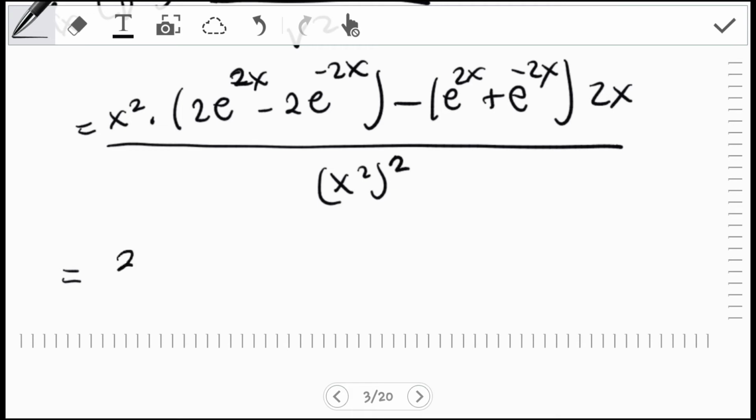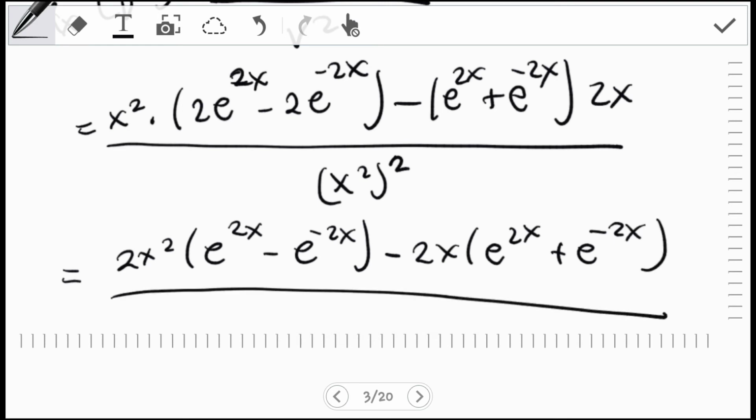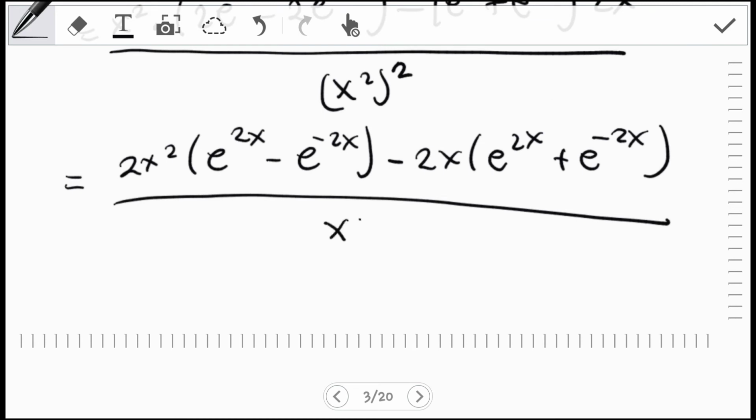So that is 2x squared times the quantity e to the power 2x minus e to the power negative 2x, minus 2x times e to the power 2x plus e to the power negative 2x, over x to the fourth. Okay. And that is the final answer.